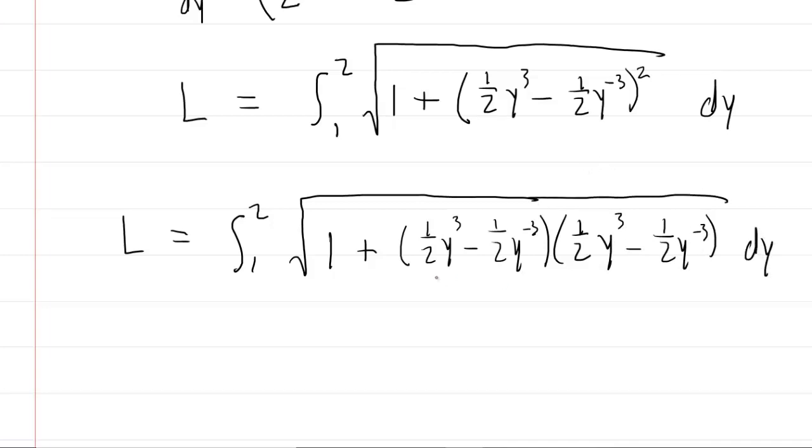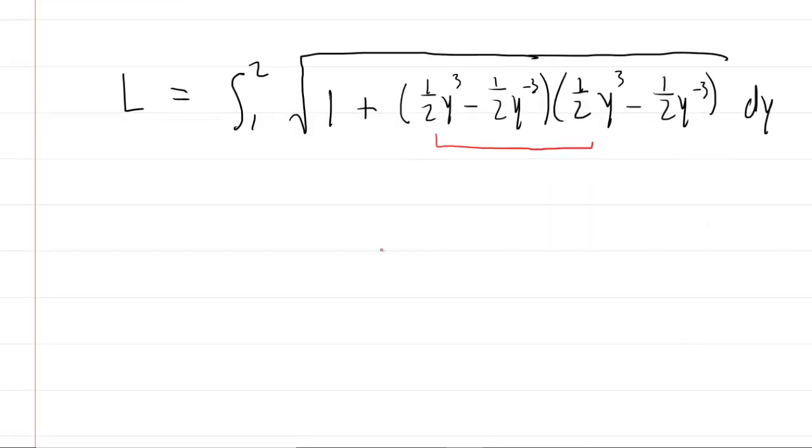So to multiply it out, we're going to start with 1/2 y cubed times 1/2 y cubed. That, of course, is going to be 1/4 y to the 6th. Then we have 1/2 y cubed multiplied by -1/2 y to the -3. Now, that will give us a -1/4. And then y to the 3rd multiplied by y to the -3rd. Remember, you have to add the exponents, so you'll get y to the 0, but y to the 0 is just 1. So basically, you have 1/4 times 1, which we can just leave as 1/4.